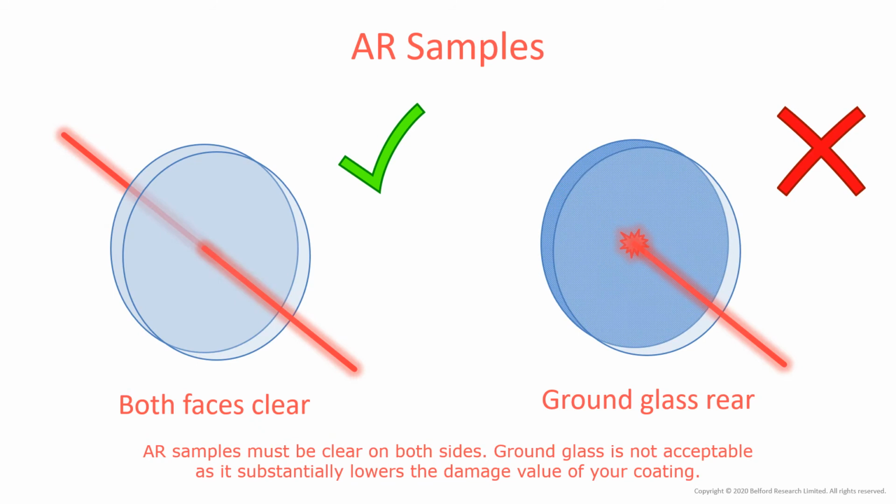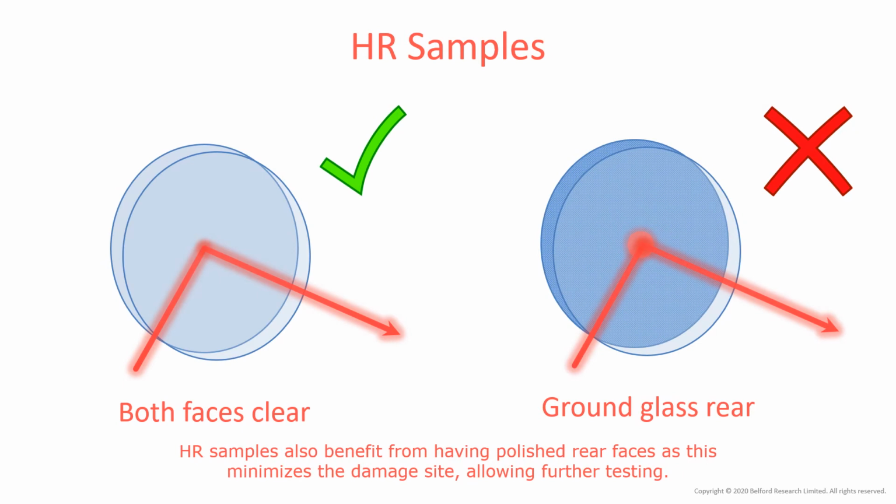For LIDT tests on AR samples, it is very important that both faces of the sample are clear. A ground glass rear can reflect energy and your coating can damage prematurely. For LIDT tests on HR samples, a clear rear face is also preferred, as again, reflection during damage gives larger damage sites and contaminates the limited test space.